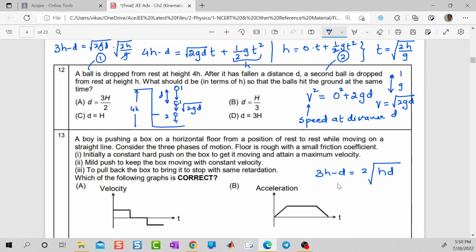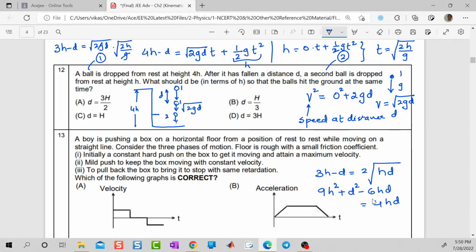So let's go ahead, we want to find d. For that, let's square the terms up. So what do we get? 9h square plus d square minus 6hd equals 4hd.